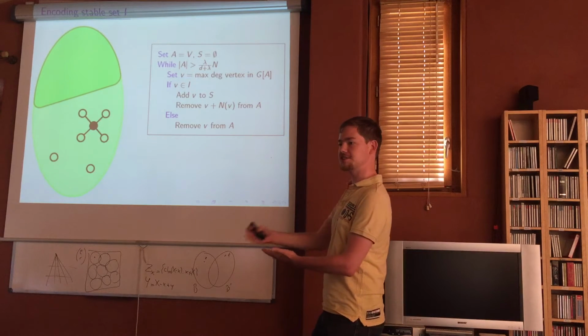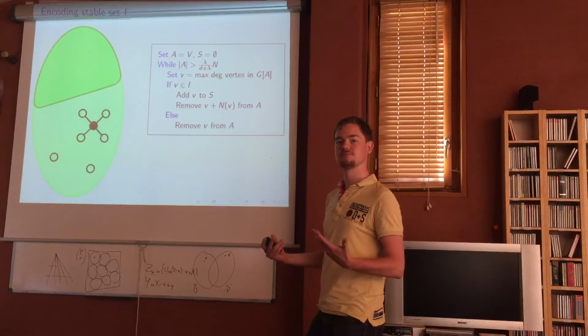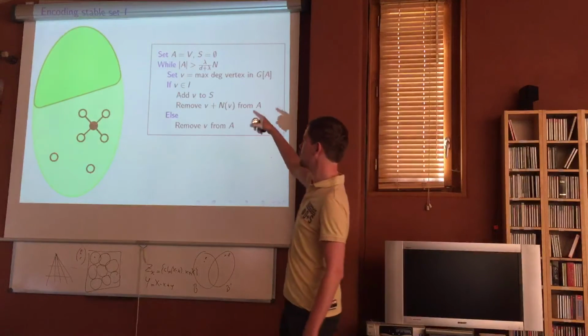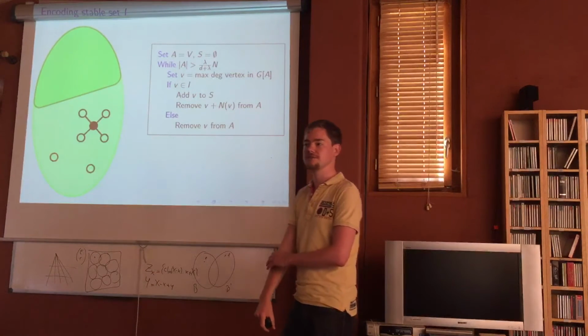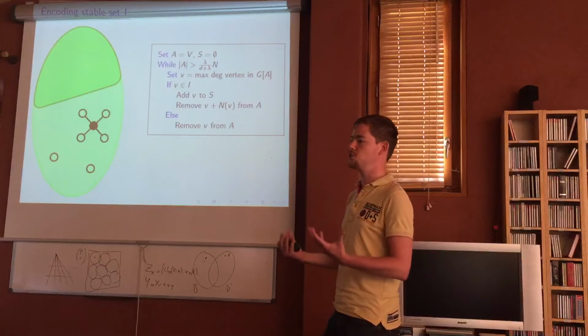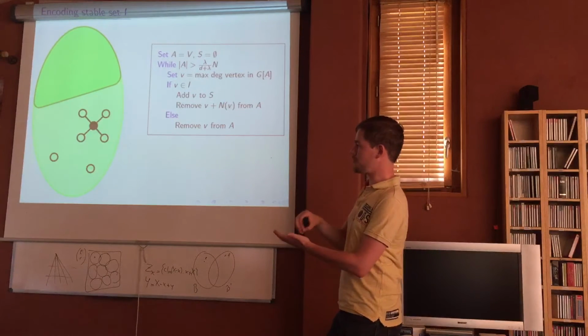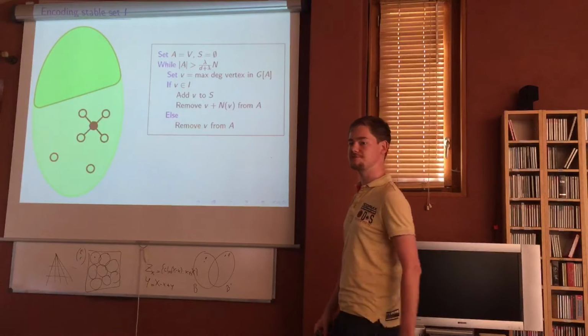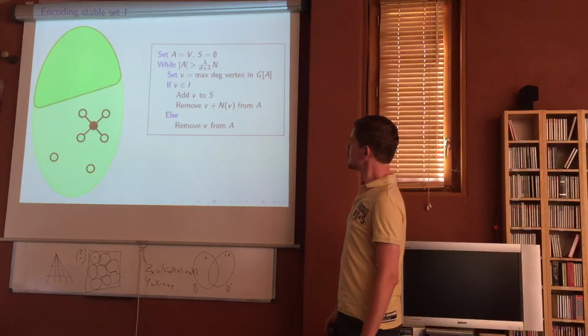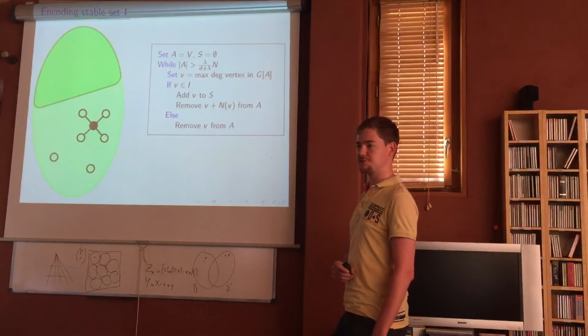So you repeat this procedure until your set A is too small. And too small means less than the Hoffman bound. In that case, we do not know whether it's worthwhile going further. So is this sort of clear?